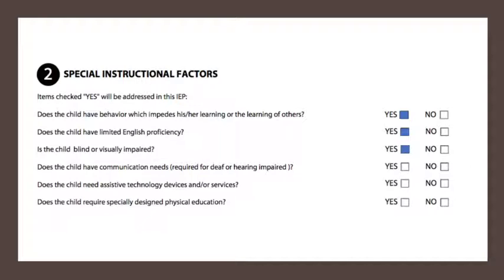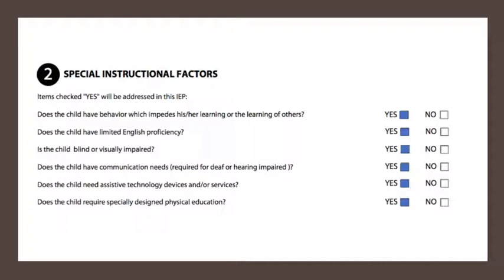Does the child have communication needs if they're deaf or having a hearing impairment? We're also looking at are there assistive technology needs or services required by that student? And does the student require any specially designed physical education? This would be called adapted physical education for our students. So if any of these areas are checked, they must be addressed later in the IEP under Section 6 or Section 7, which we'll discuss a little bit.